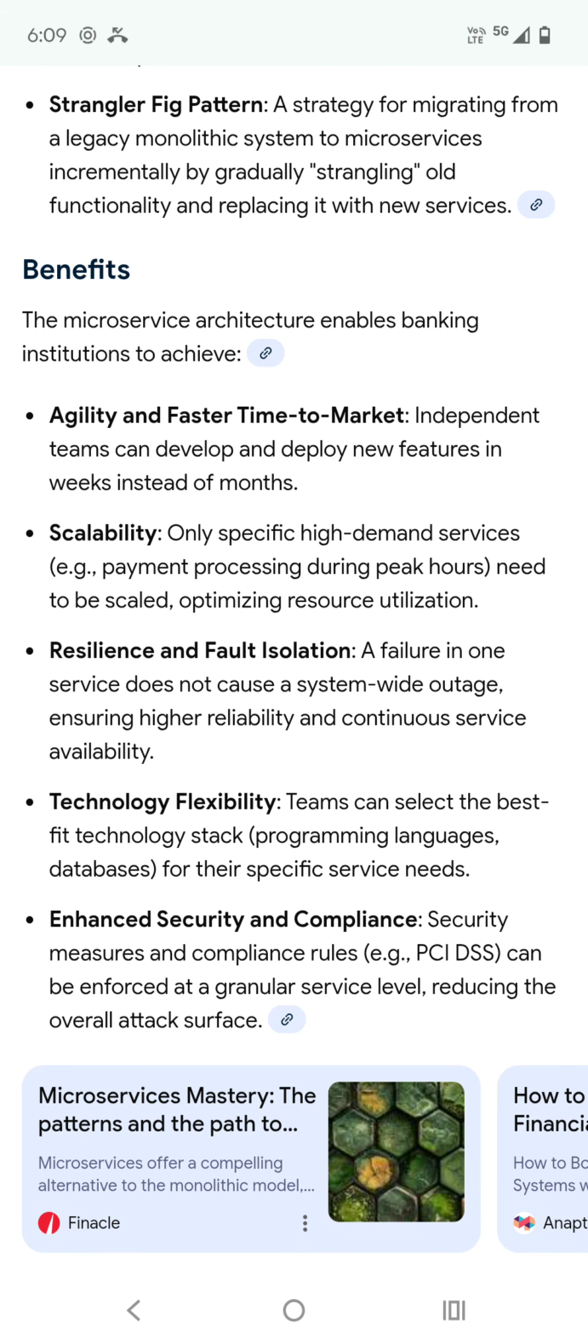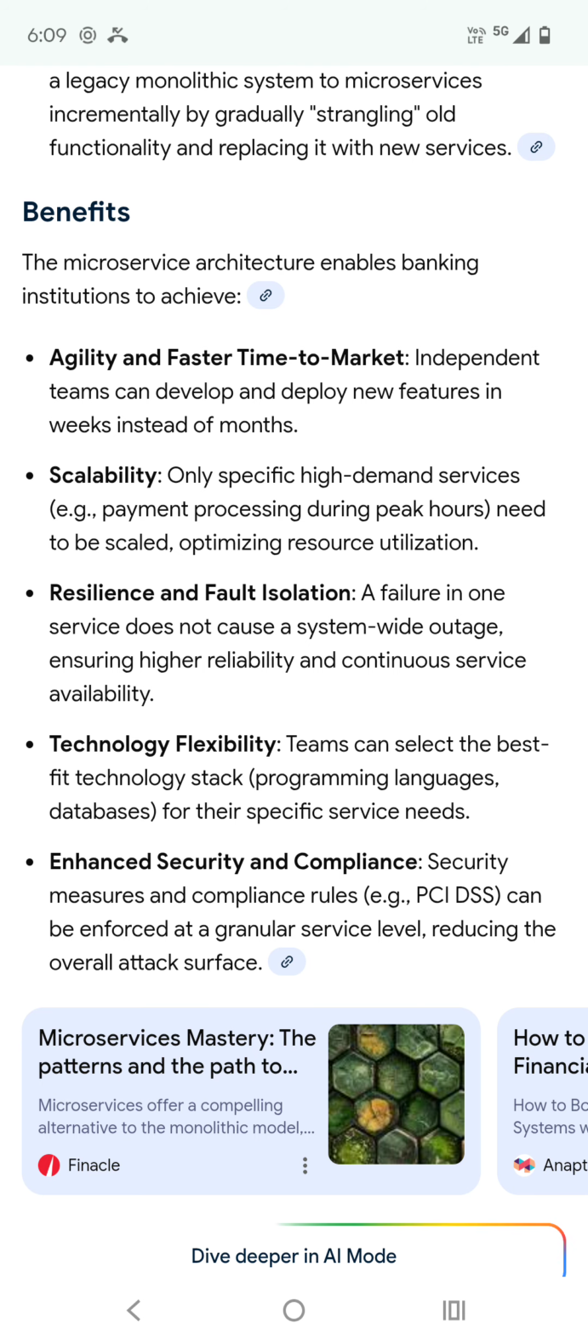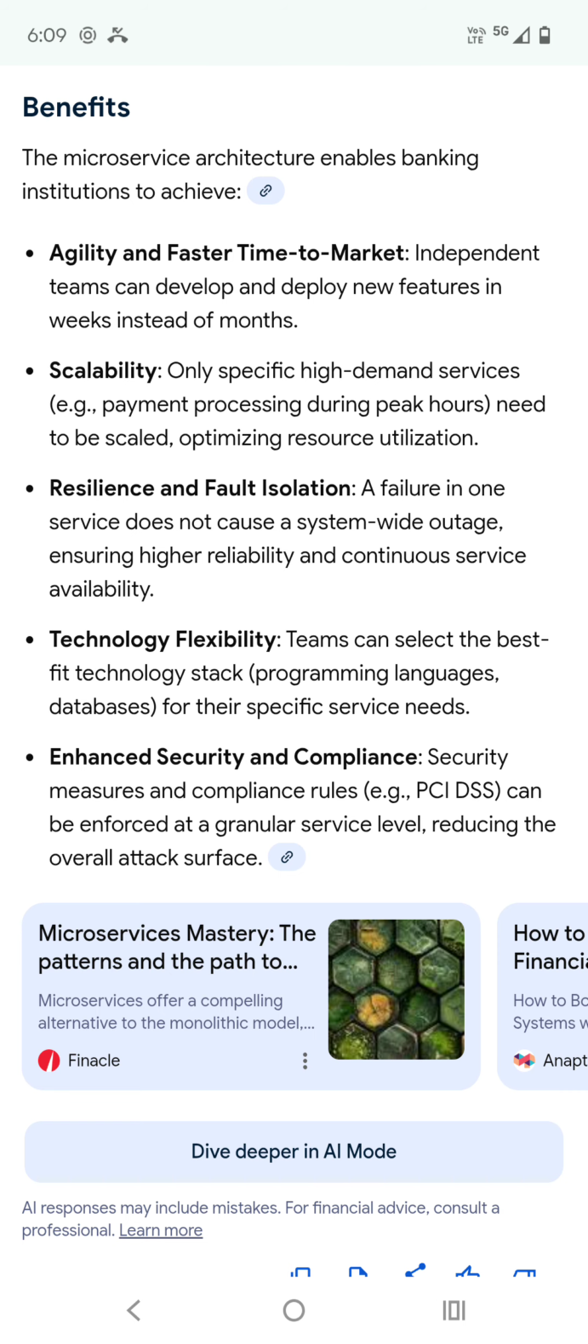Technology flexibility: each service is an independent, self-contained, single responsibility service. We can call these services from any other third party service. Let's say service A is developed in Java and service B is developed in Python. We can invoke that service. There is flexibility, since it is JSON data we are dealing with. And it also enhances security and compliance: security measures and compliance rules can be enforced at a granular service level, reducing the overall attack surface.